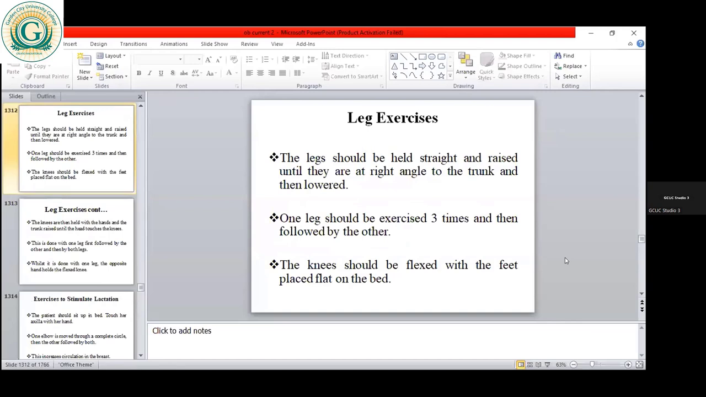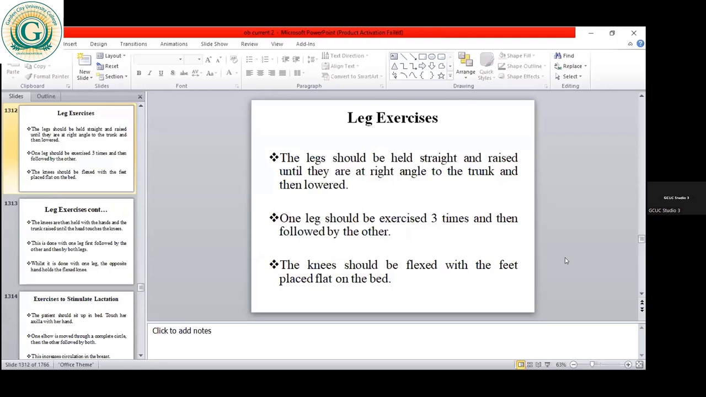The legs sometimes have to be exercised. You raise them straight until they are at right angles to the trunk, and then lower them. One leg should be exercised 3 times. You raise it. We are talking about how to exercise a woman who has delivered, not a normal woman. You do all this to her. One leg should be exercised 3 times, and then followed by the other one. So one will be straight and one will be raised.